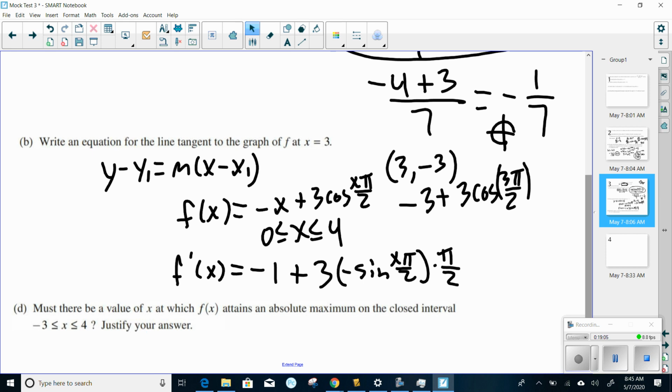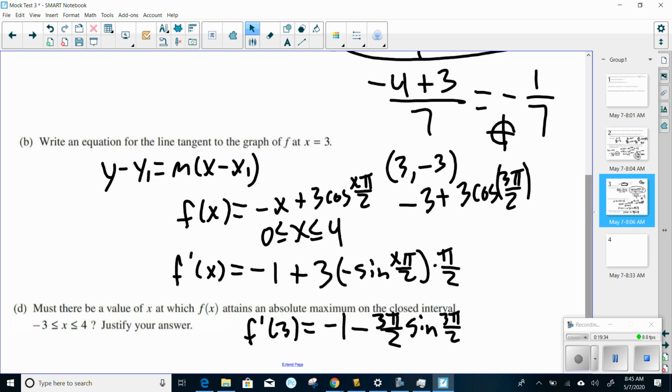Okay, we can do a little bit of simplifying here, and well, let's actually just plug 3 in. So I'd get, f prime of 3 is equal to negative 1 plus, I'm going to times the 3 and the pi over 2 together, so 3 pi over 2, negative 3 pi over 2, let's change that to a minus. Times by the sine of, we're going to plug 3 in now, so 3 pi over 2.